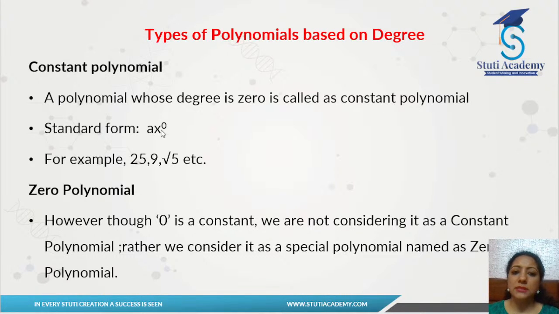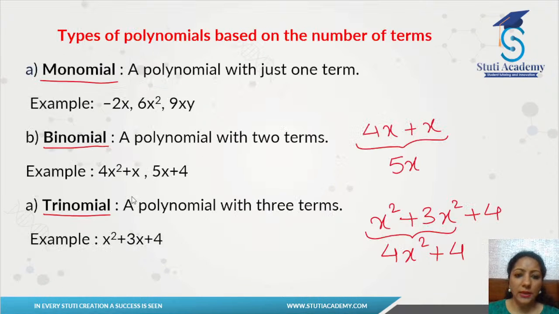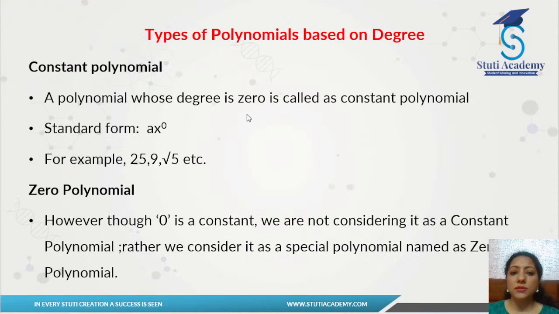The standard form is ax raised to 0. For example, we have 25, 9, root 5, etc. These numbers, I'll just show you again. If I independently take this number 4, it's a constant polynomial. So why is it a constant polynomial, and why is the degree 0? I'm just taking this 4, that's a number for me, and I'm saying it's a constant polynomial, its degree is 0.